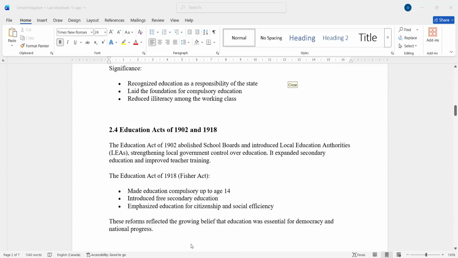The Education Act of 1918, the Fisher Act, made education compulsory up to age 14. At present in Sri Lanka also, up to age 14, education is compulsory, grade 9. It introduced free secondary education and emphasized education for citizenship and social efficiency. Even in Brazil, the elite group, the rich people, were the only ones who went to school. They were the people who could learn. All the other laborers, rubber tappers, because Brazil is the highest rubber producer, those people can't read or write; they don't have literacy skills.